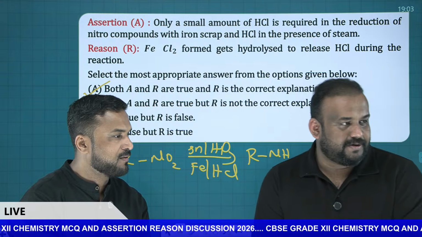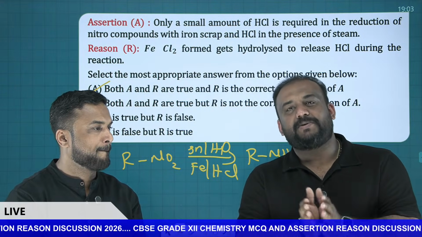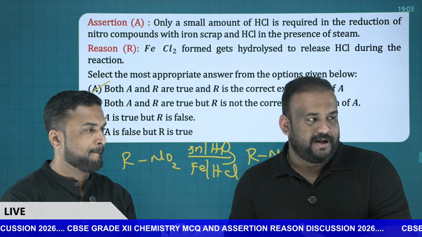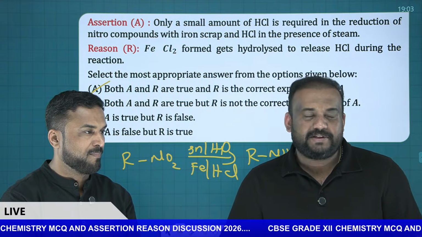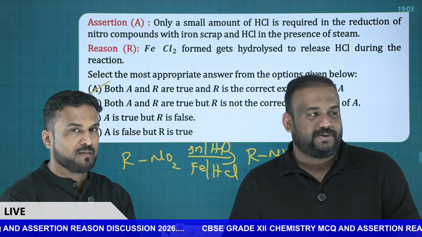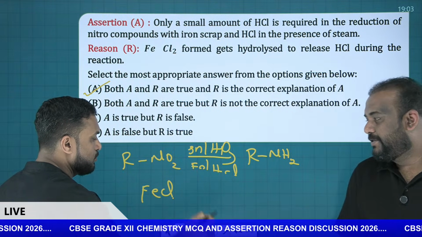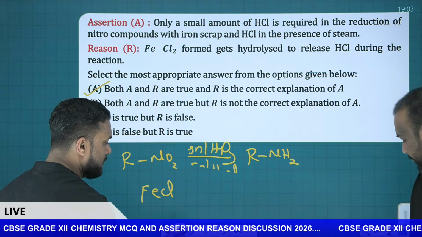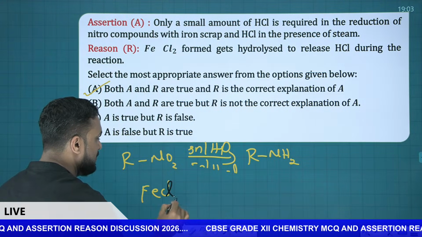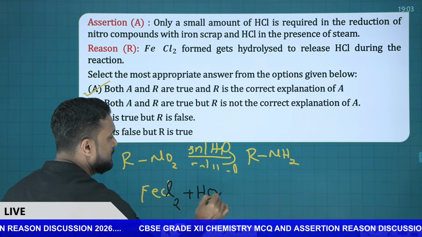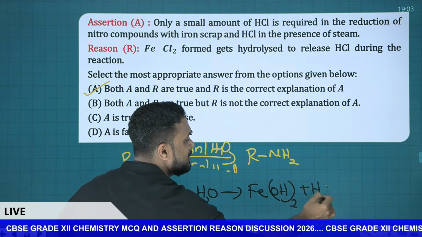One more student is asking. Again, this Fe plus HCl is the best reducing agent for nitro conversion into amine, because in Fe plus HCl, the byproduct formed is FeCl2, and that FeCl2 will get hydrolyzed so that more and more HCl keeps coming. That is FeCl2 reacting with H2O: FeCl2 plus H2O gives Fe(OH)2, plus HCl will come again. See, this is the reaction.